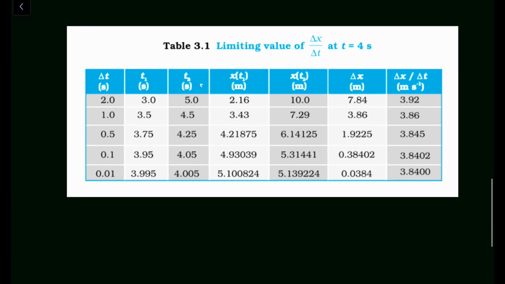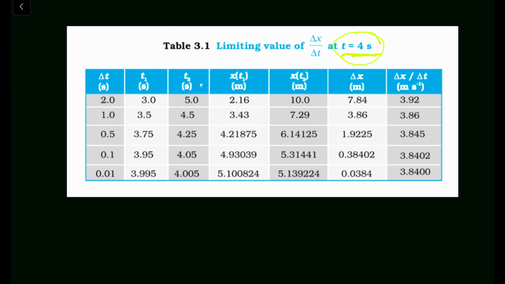So in this table 3.1, the limiting value of delta x by delta t, which is nothing but the average velocity at t equal to 4 seconds. When we are given t equal to 4 seconds, then it is called the instantaneous velocity. We have to find the instantaneous velocity at t equal to 4 seconds. So in this case we cannot consider a large time interval. The time interval should be infinitesimally small in the case of instantaneous velocity.